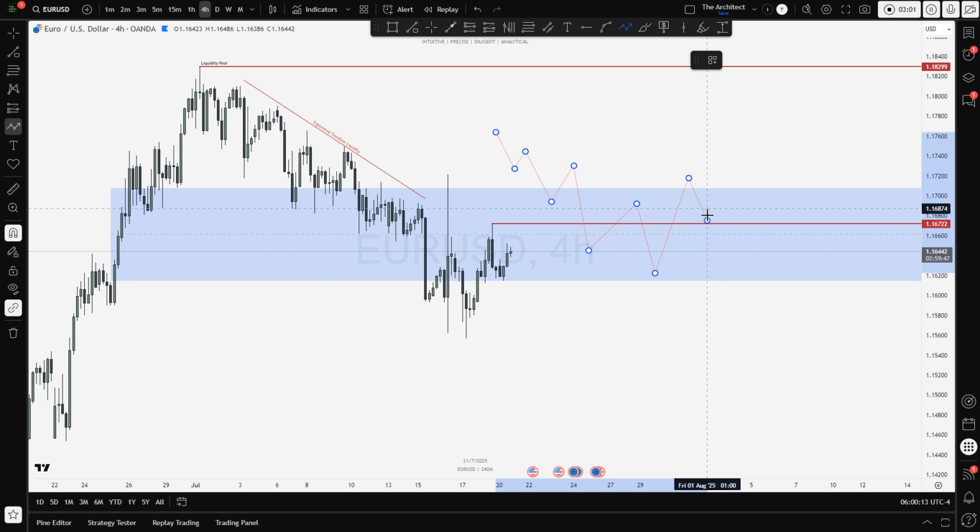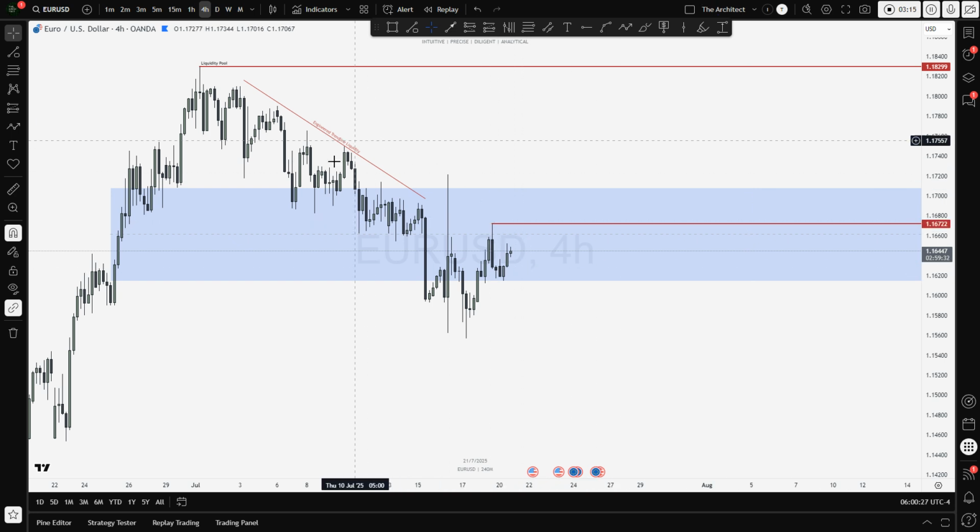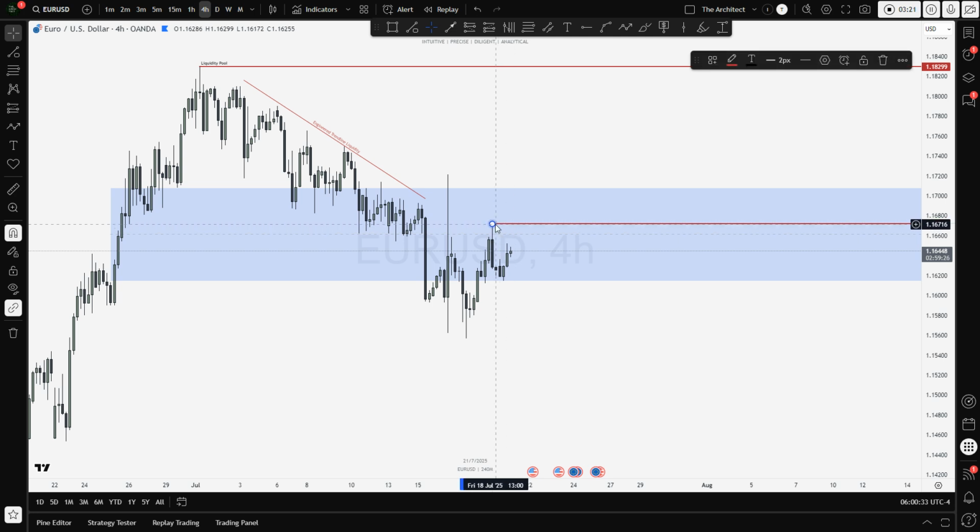Then we like to see a pullback into a fair value gap, order block, etc. And then we want to look for buying opportunities continuously towards the upside until we reach the external range liquidity. So at the moment, that's what we're waiting on for EURUSD. So just set an alert on your nearest high. At the moment, it's this one.